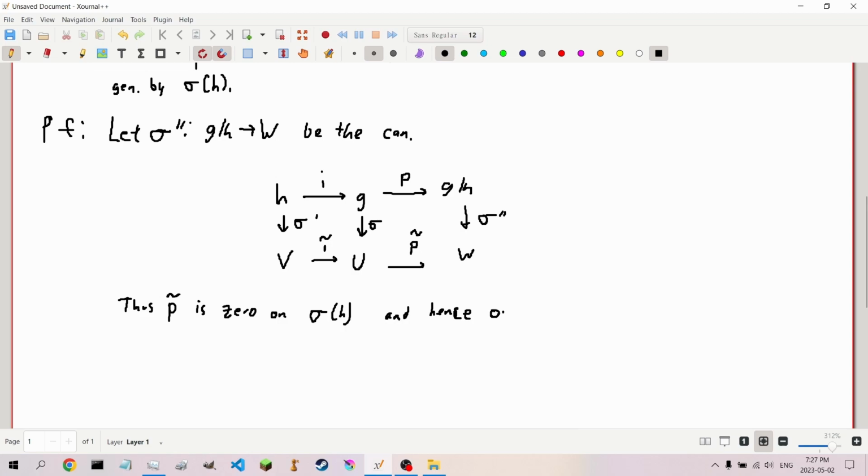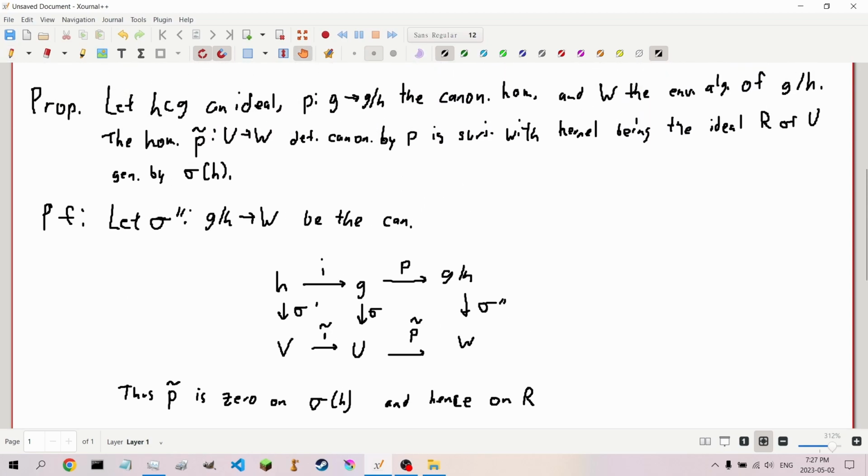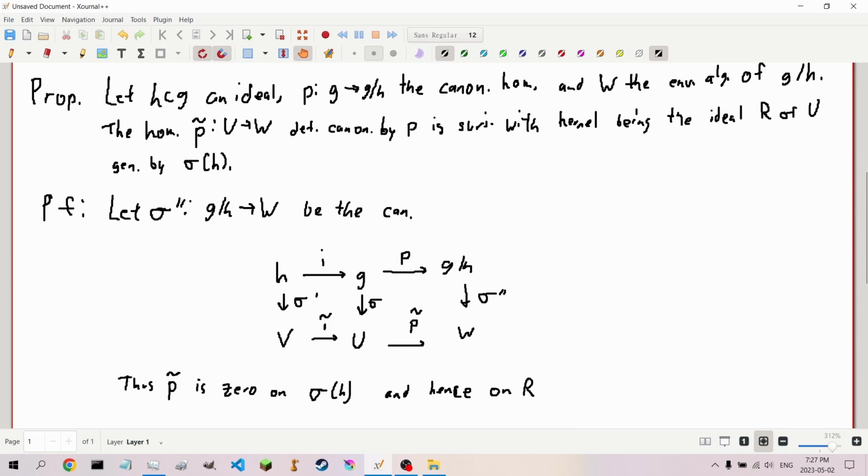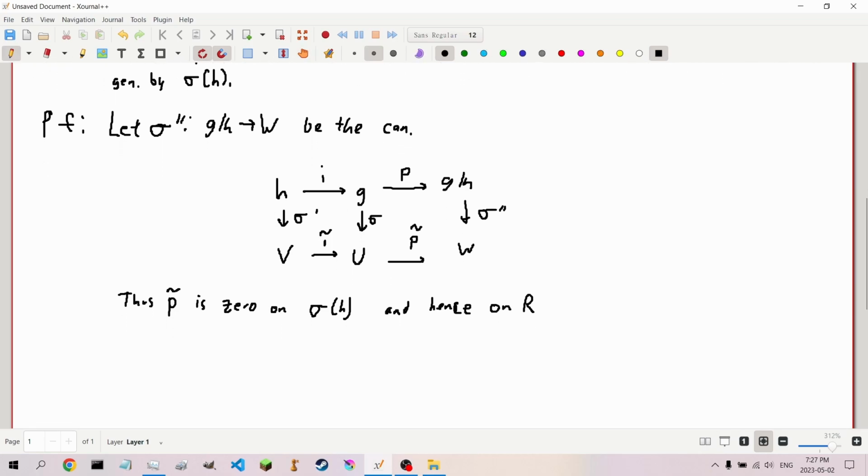Hence, on R, which as we can recall is just the kernel, so I'm just going to call this R. This is in R. And for our next step, we're going to let phi from U to U over R be the canonical homomorphism again.